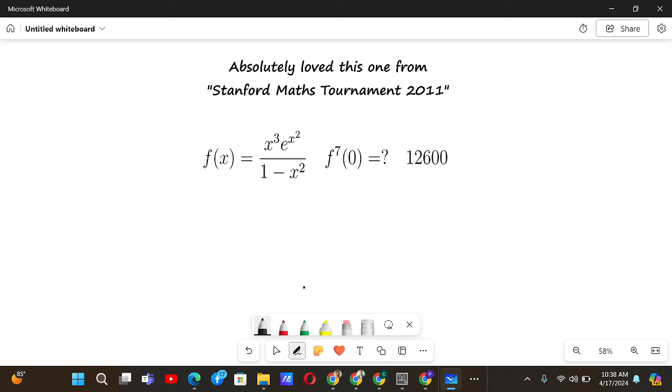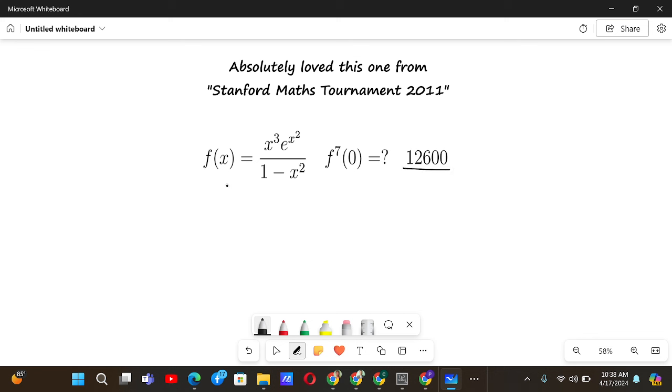Absolutely loved this problem from the Stanford Math Tournament. This problem gives us a function defined as x cubed e to the power x squared over 1 minus x squared. We have to find the seventh derivative of this function evaluated at 0. And this is the answer over here.